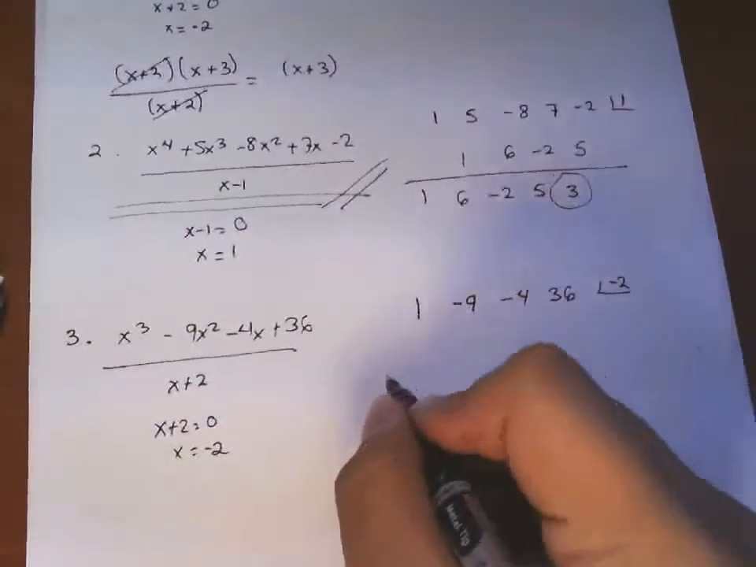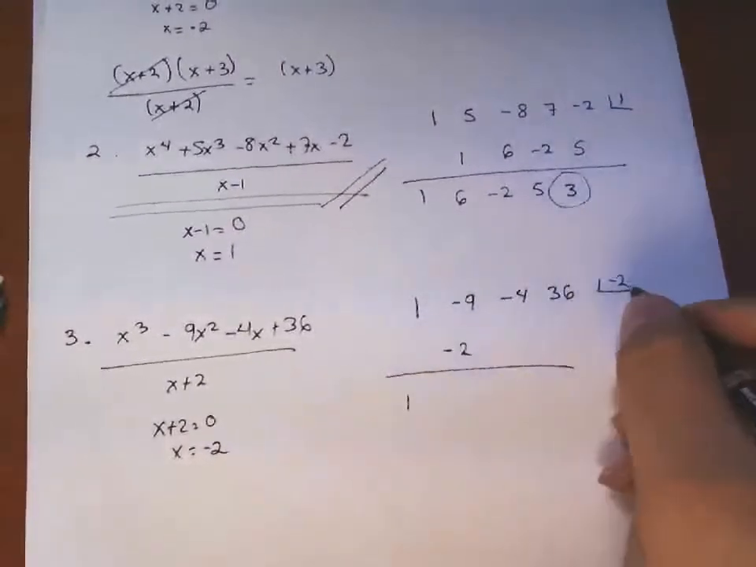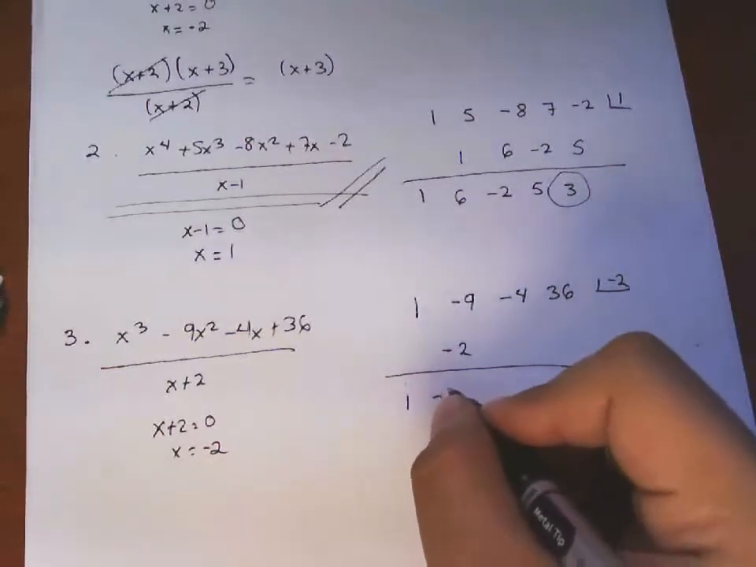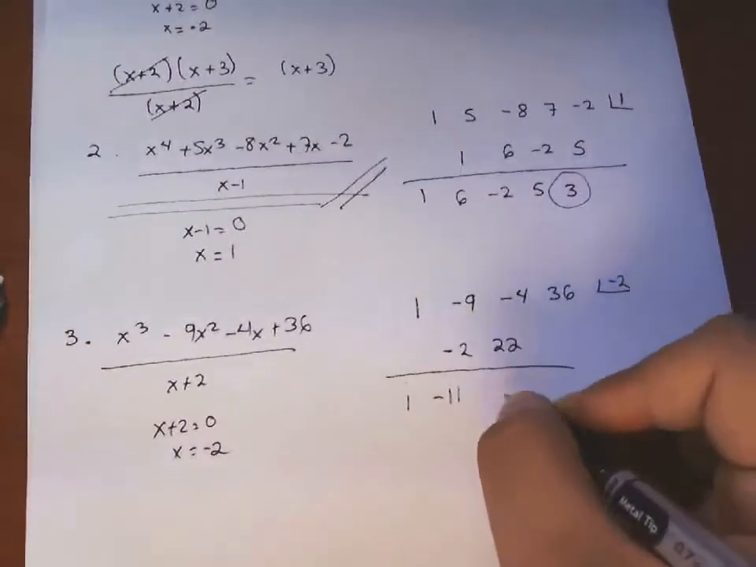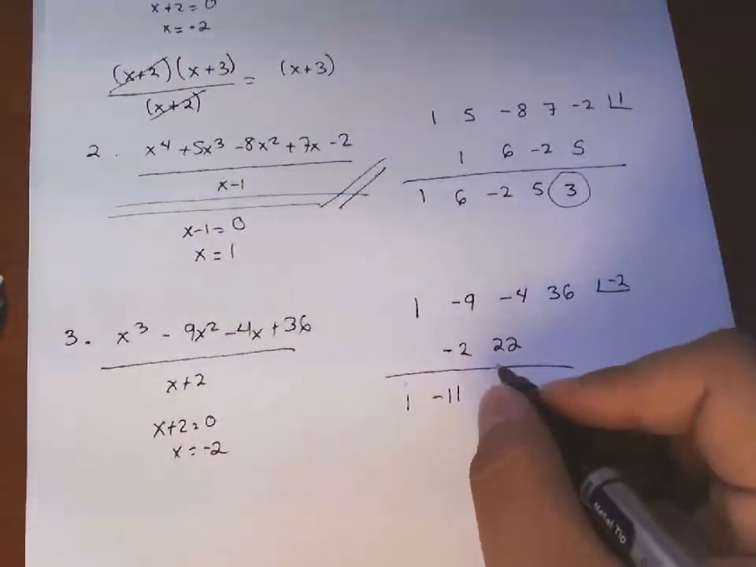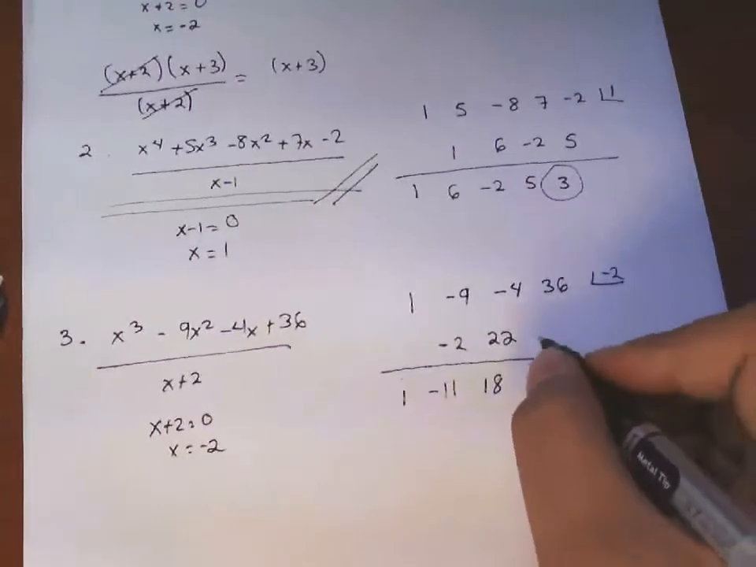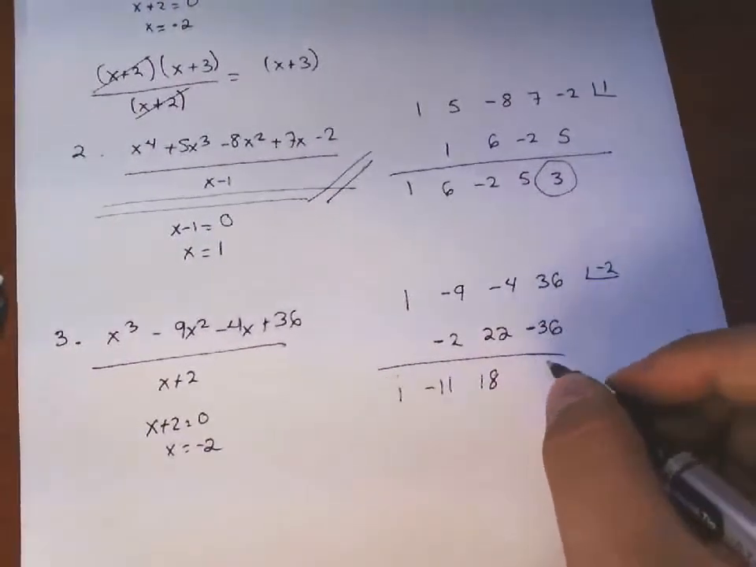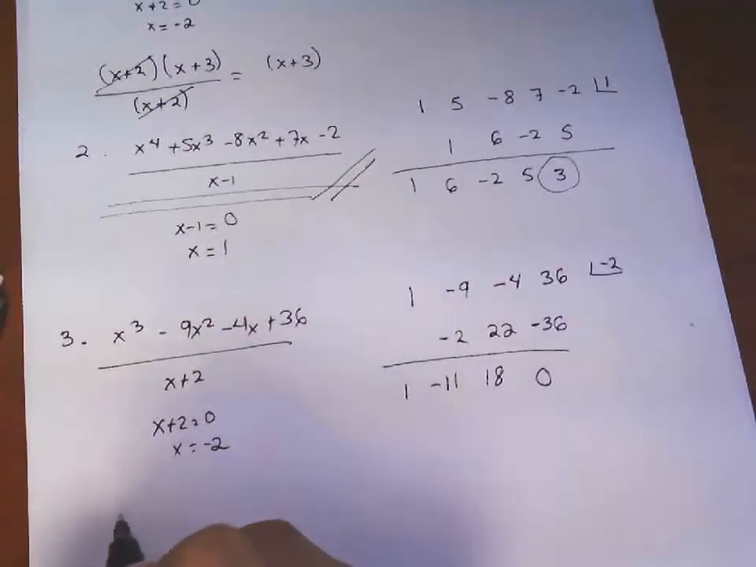Y es nuestro primer valor. 1, menos 2, 1 por menos 2, menos 2. 9 menos 2, menos 11. Menos 11 por menos 2, 22. 22 menos 4, 18. 18 por menos 2, menos 36. 36 menos 36, 0. Resulta que sí es nuestro factor.